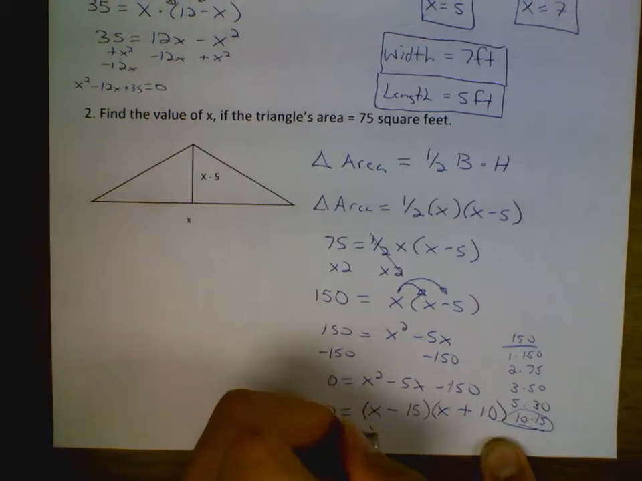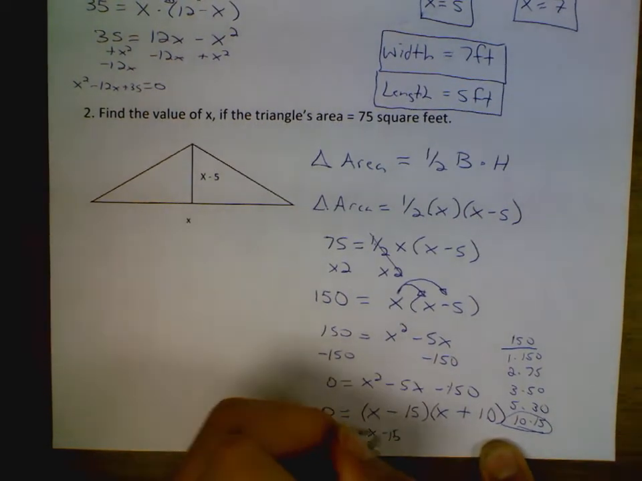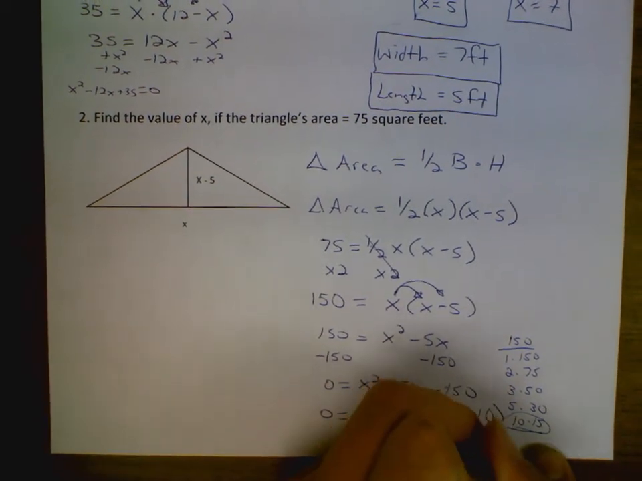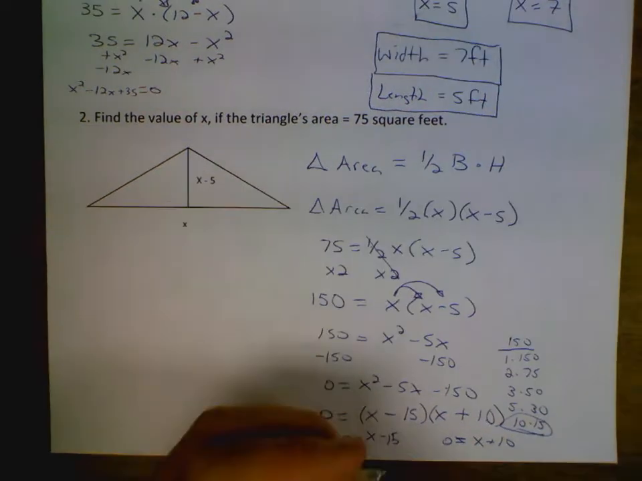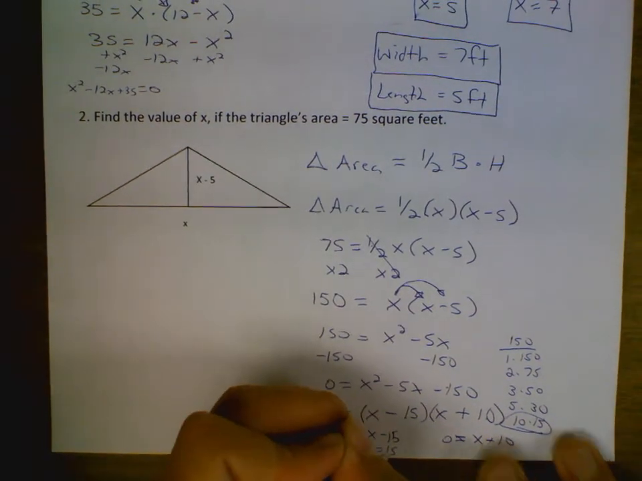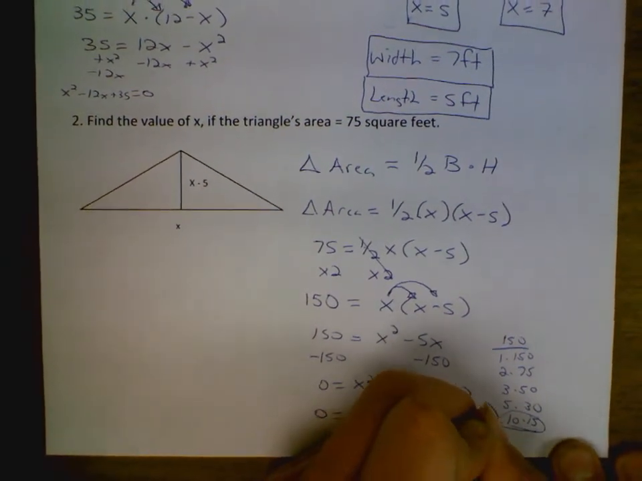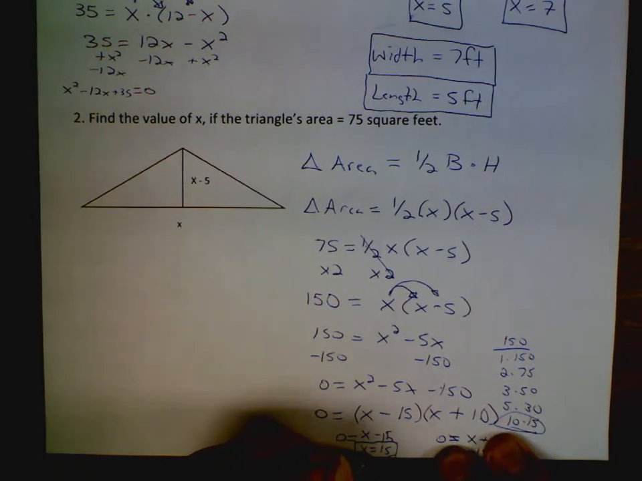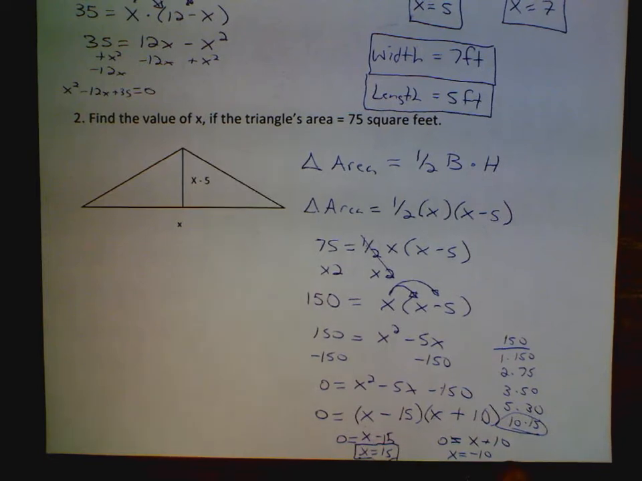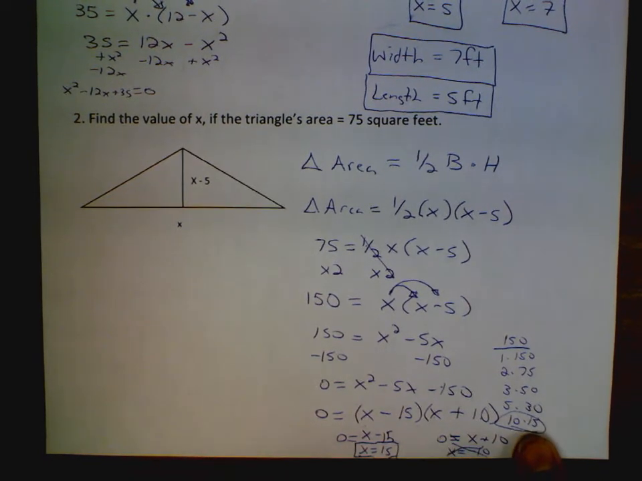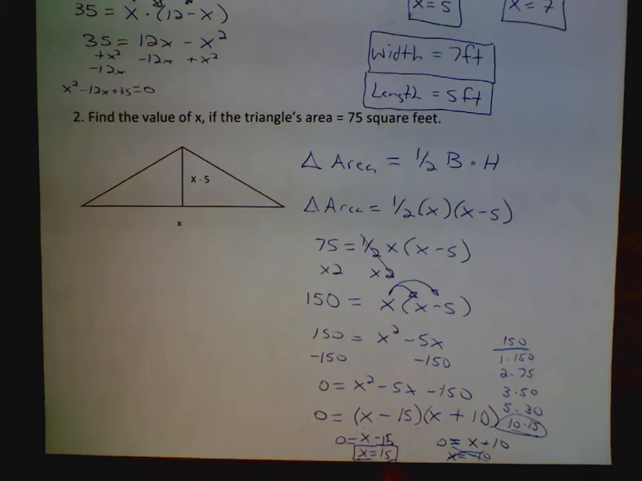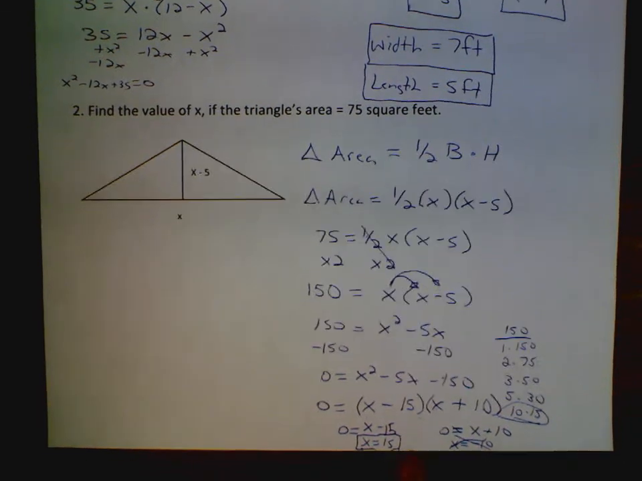Okay, I can set both of my factors equal to 0 and then just solve them. So on the left side, I get x equals 15. On the right side, I get x equals negative 10. Okay, x equaling 15 is the answer. X equals negative 10 is incorrect, and the reason why is you can't have a length that is negative, right? We have to be positive here. So x equals 15 is the value of x.